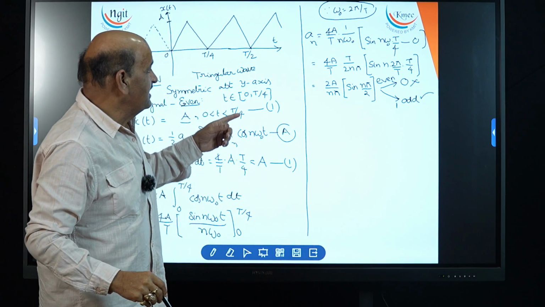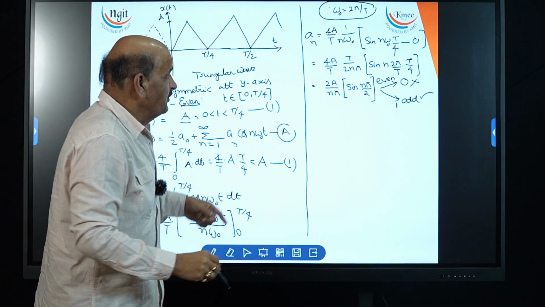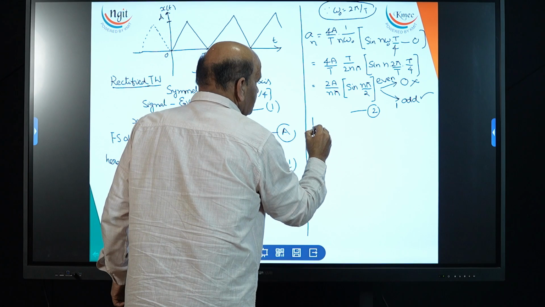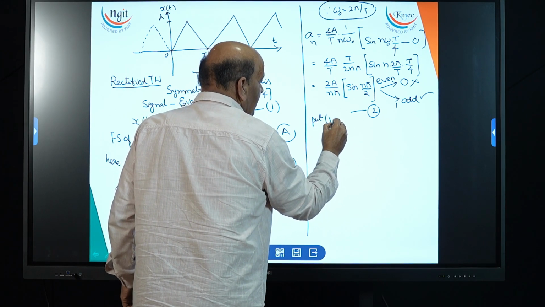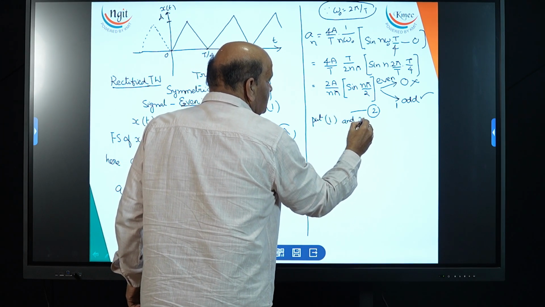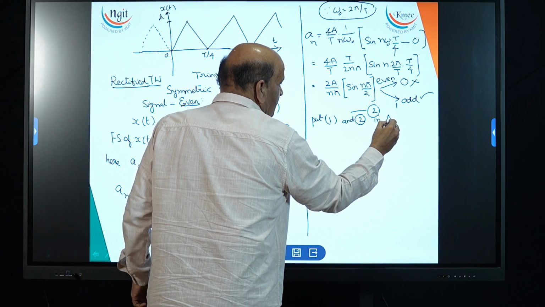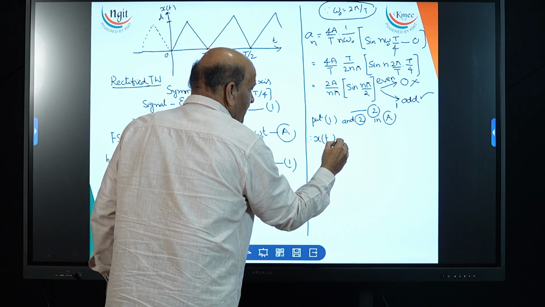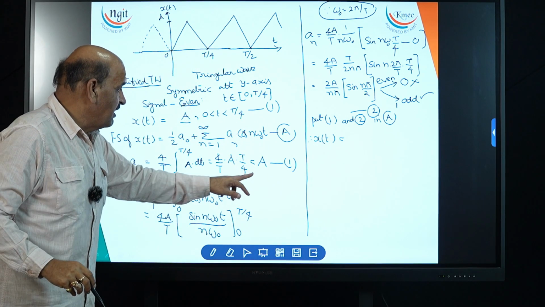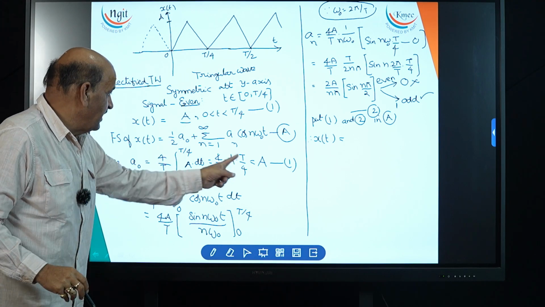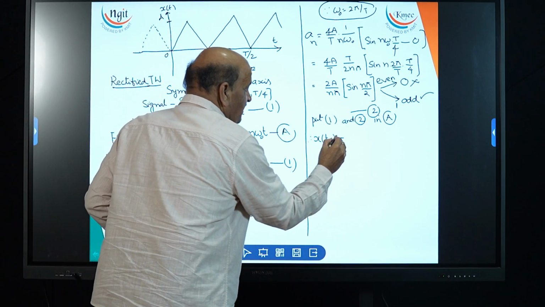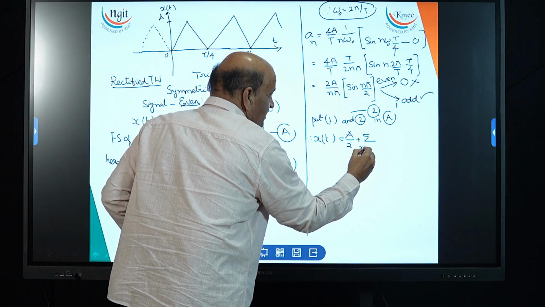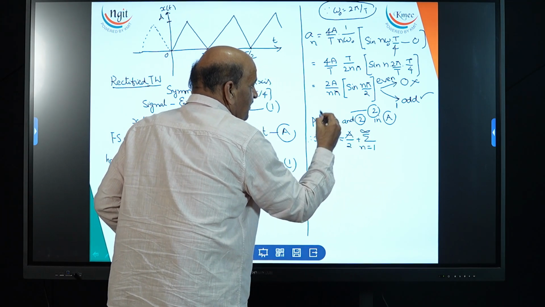So now we have to consider this value only. So this is the value of which one? A of 2. Now substitute these A naught and A n in which one? In the Fourier series. Therefore, the Fourier series of the signal x of t equals A. How much did we get? Half A naught equals A. Half A naught means what? It will become A by 2 plus summation n equal to 1 to infinity.